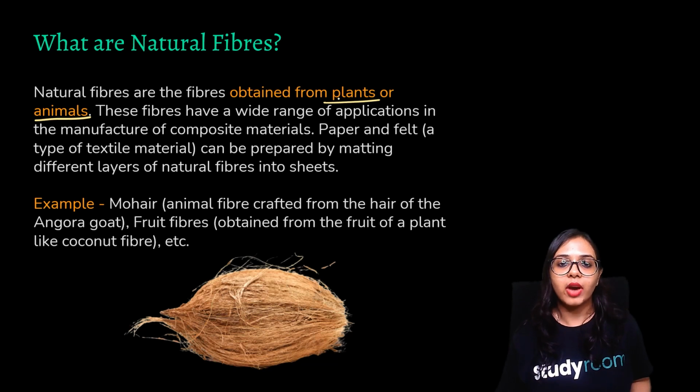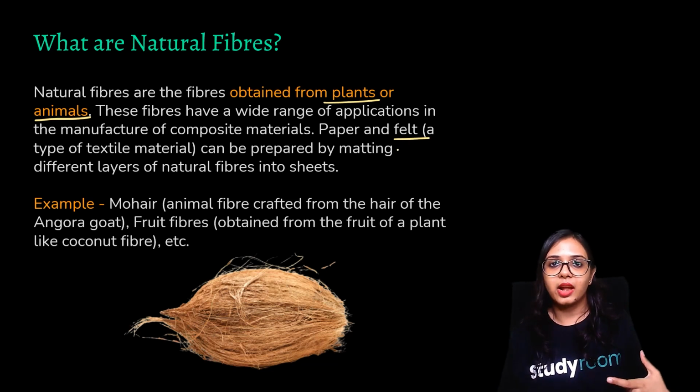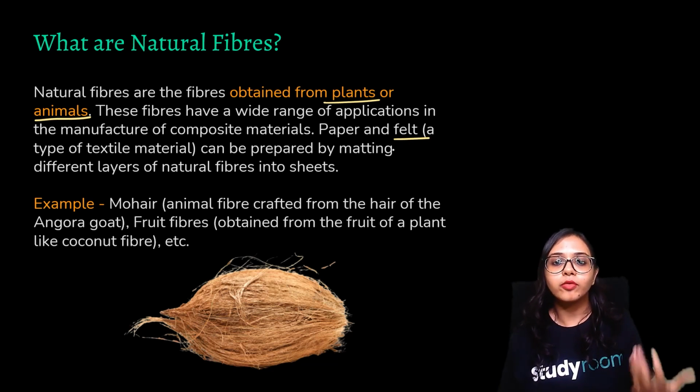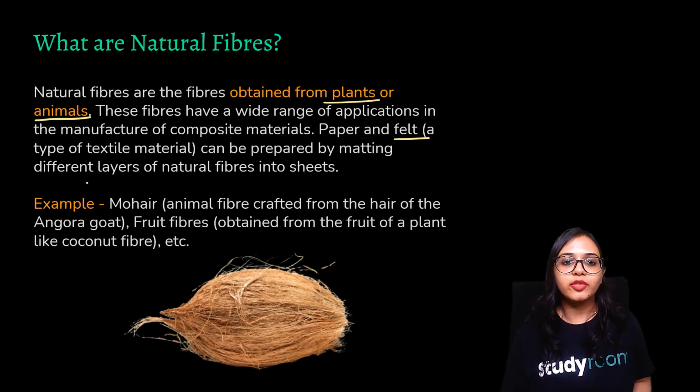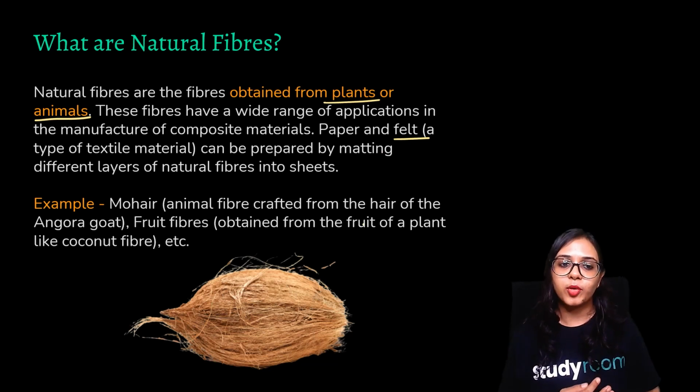These fibers have a wide range of applications in the manufacture of composite materials, paper and felt. Felt is a type of textile material. Paper, for example, you obtain from trees, from wood, right? So there are different layers of natural fibers that are then processed into sheets, and from that sheet the yarn is made, and from that yarn the fabric is processed.